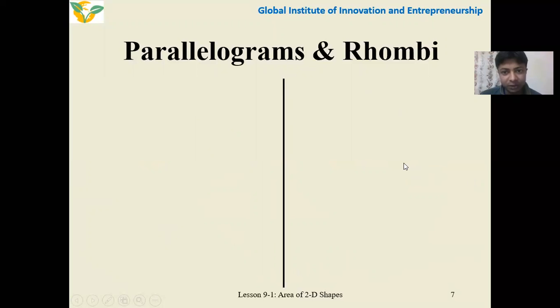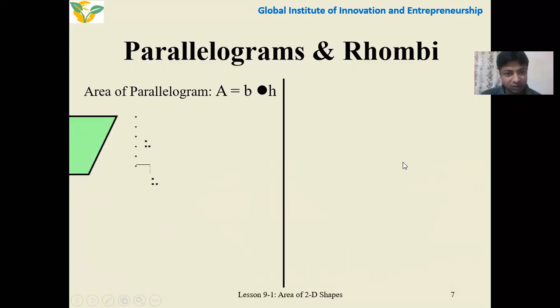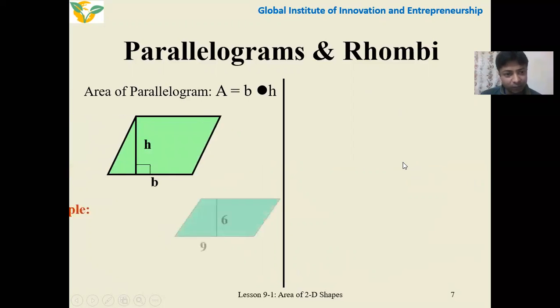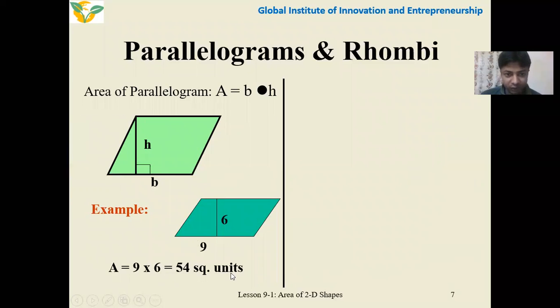Now coming to the parallelogram and rhombus. For calculating the area of a parallelogram, you have to multiply the base with the height. Suppose the base is 9 centimeter and the height is 6 centimeter, then your area will be 56 square units. And what is a parallelogram? Probably you know. A parallelogram is a structure in which the opposite sides are parallel and equal to each other.